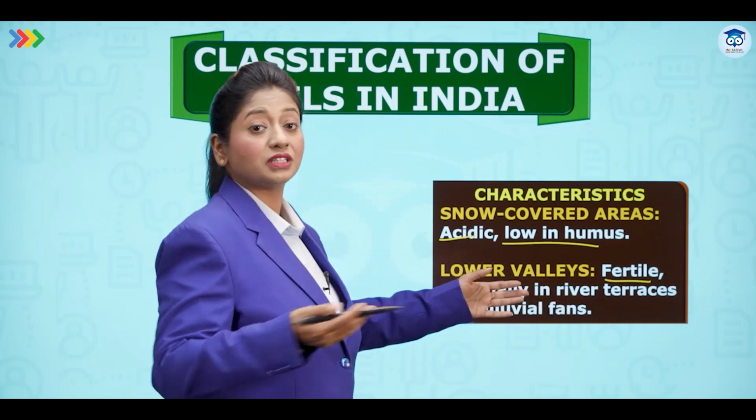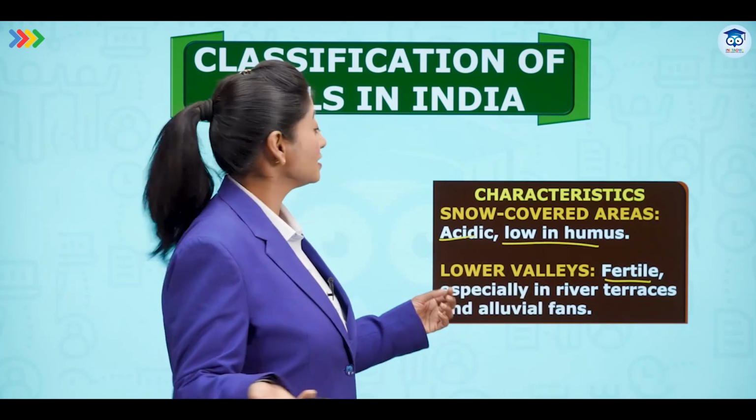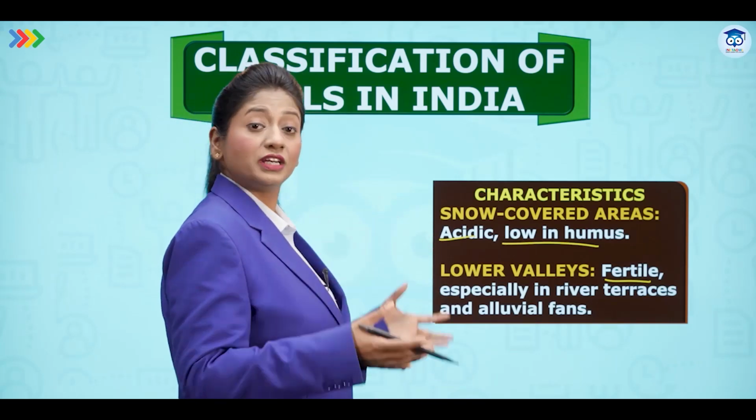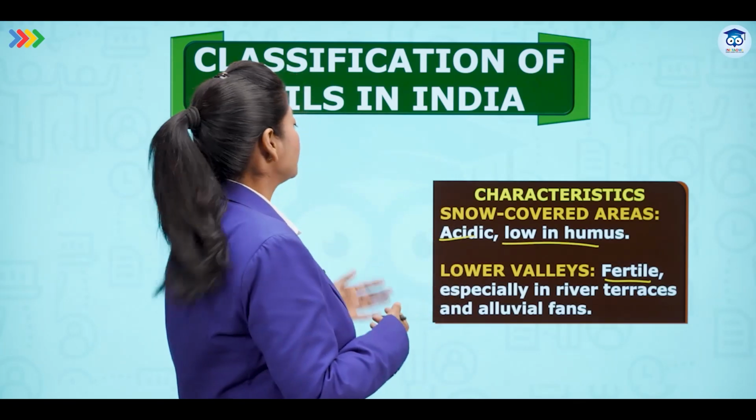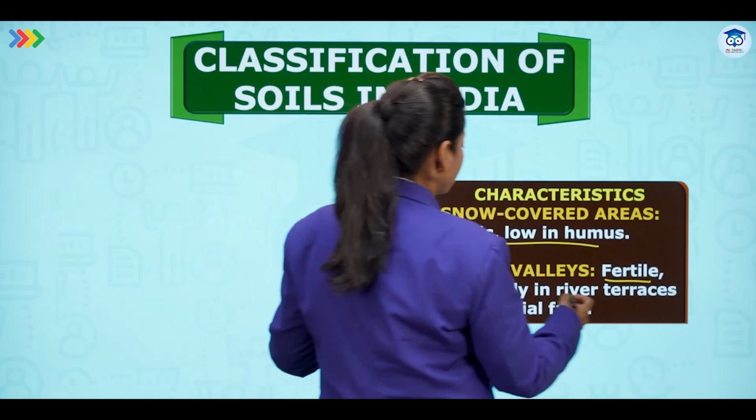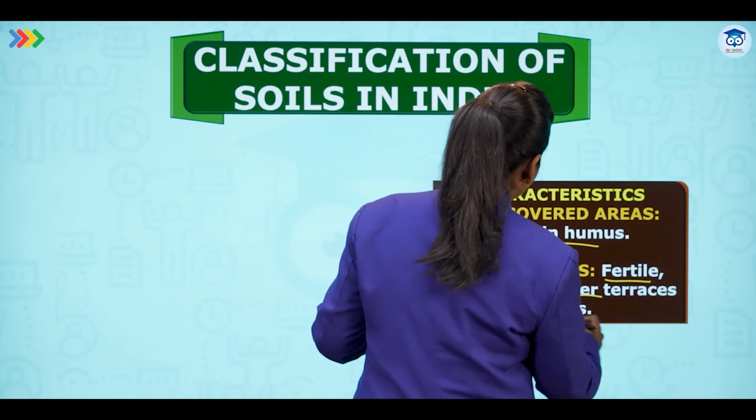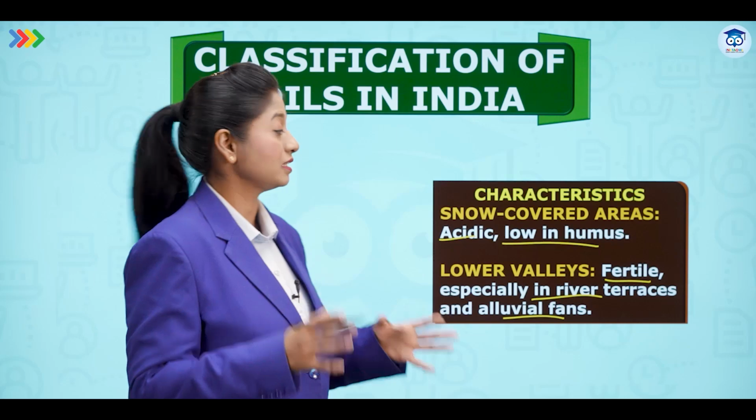Different civilizations were there, the different river valley civilizations, isn't it? So why? Because it was very good for agriculture, and that is what they did at that time, especially in river terraces and alluvial fans. So here you find very good fertile soil.